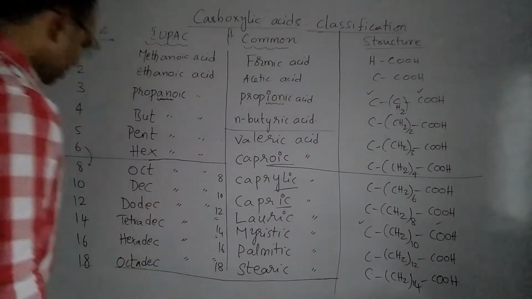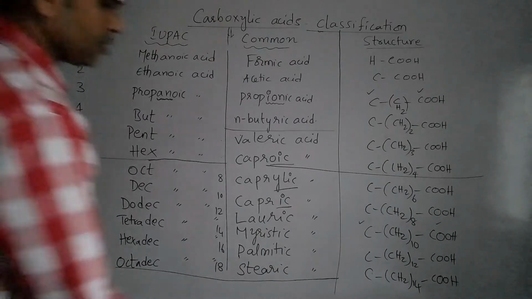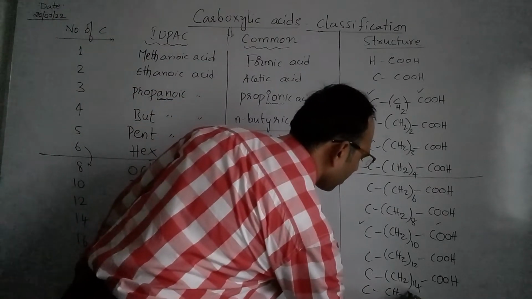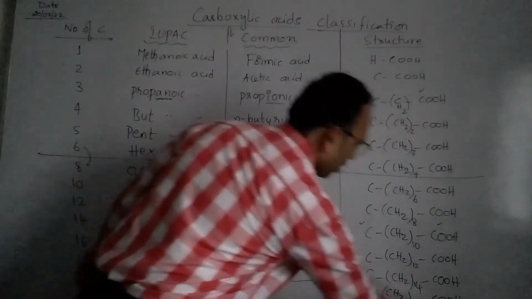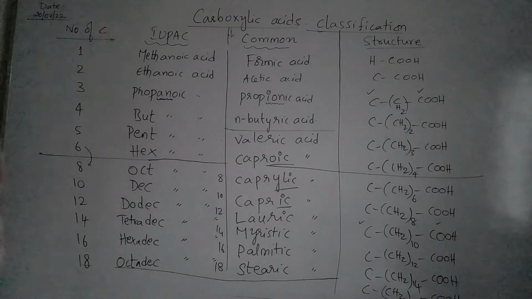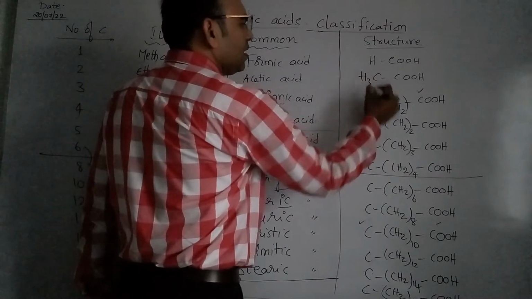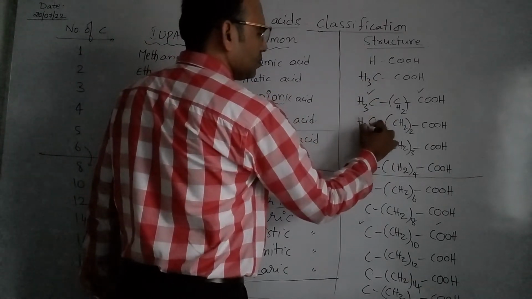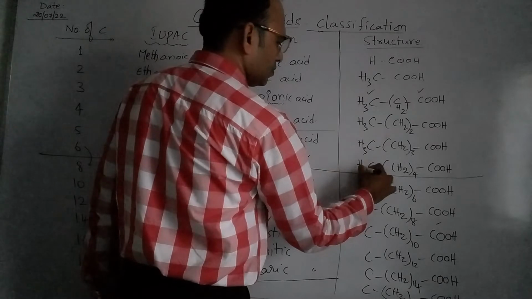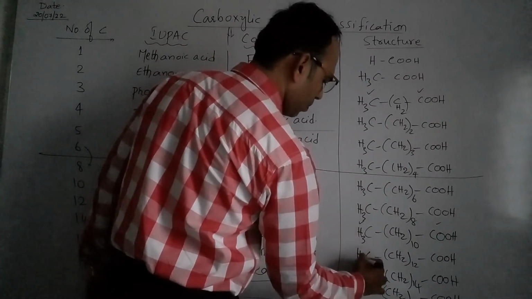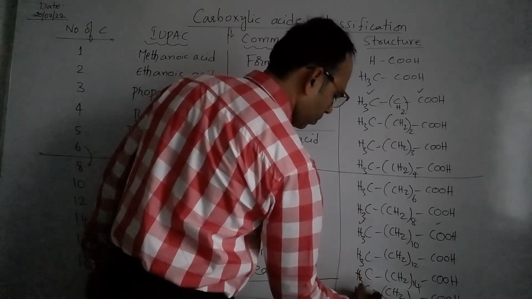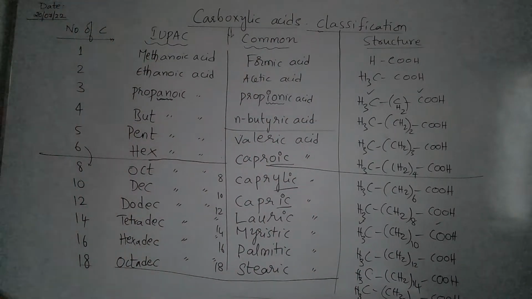So totally 16. Next, the last one is with 18. This is the structure. See, at the last you can mention CH3 here. So students, hope you have understood this. Using this method, we can write monocarboxylic acids.